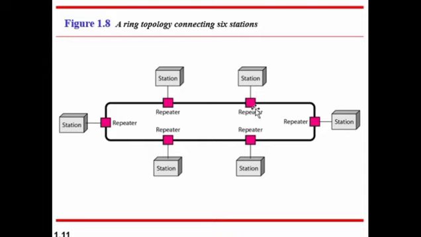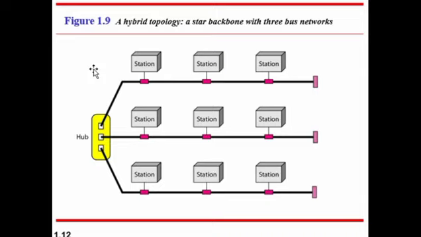Now as we discussed, we have another form of topology, that is a hybrid topology. If we use different topologies together, this gives us a hybrid topology. Here we have used 3 bus topologies with 3 stations in each topology. So this is a hybrid topology. So this was all about the topologies.